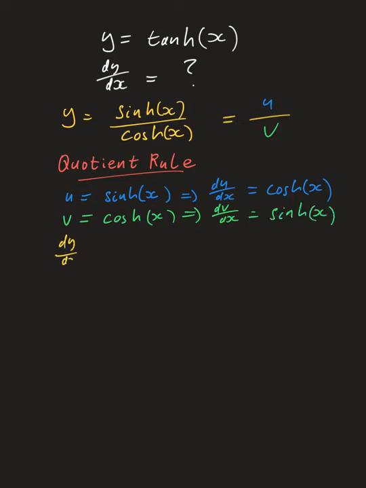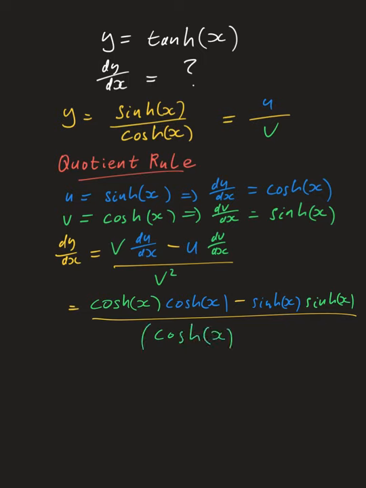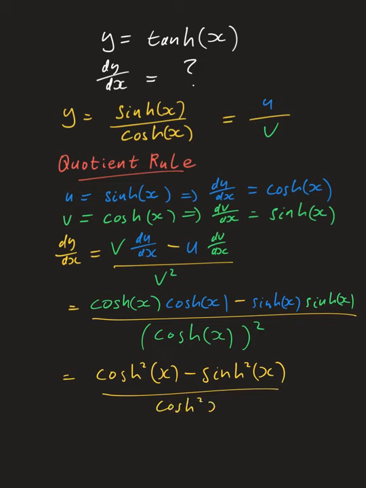Then by the quotient rule, we have that dy/dx is equal to v times du/dx minus u times dv/dx, all over v squared. So let's substitute in. v is cosh of x, du/dx is also cosh of x, minus u, which is sinh of x, times dv/dx, which is also sinh of x, all divided by v squared, which is cosh of x squared. So on top we have cosh squared of x minus sinh squared of x, and at the bottom we have cosh squared of x. So cosh squared of x means cosh of x then squared, and the same for sinh of x.